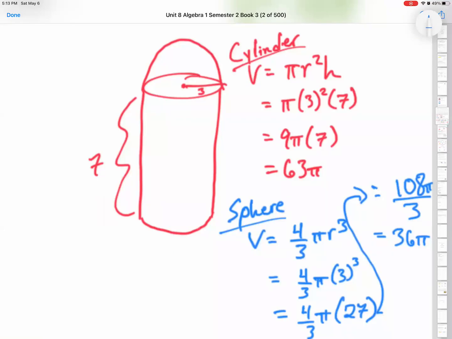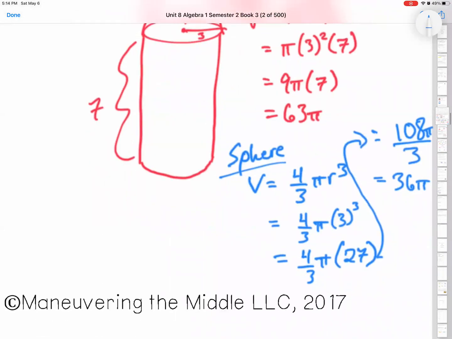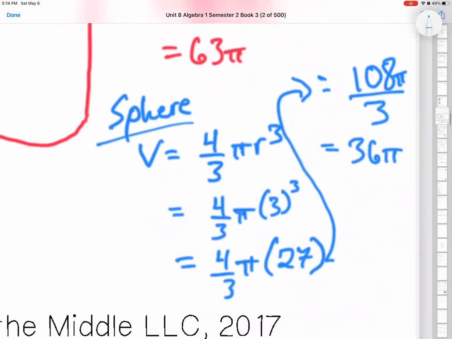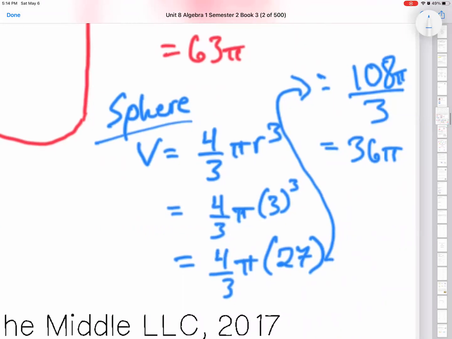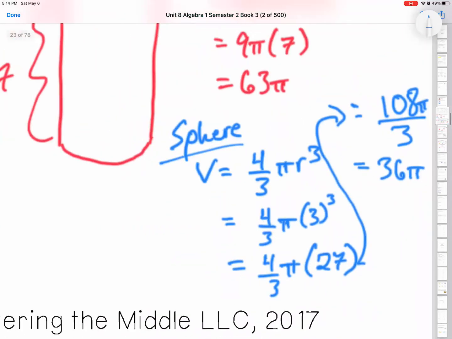All right, so for our cylinder part, we should have gotten 63 pi. For our sphere part, just a full sphere, again, 4/3 pi r cubed. We dump in our radius. We get 108 over 3 pi. And then that comes out to be 36 pi.